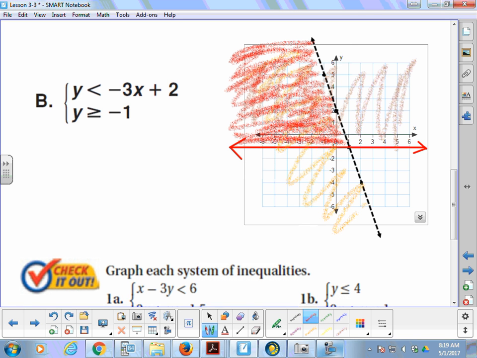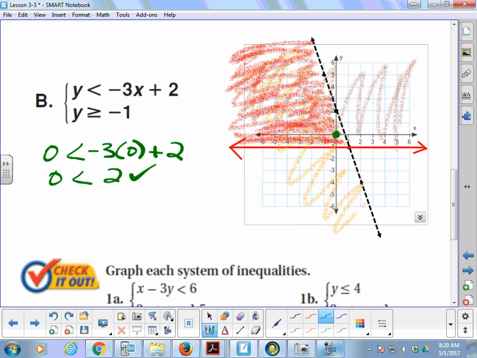Now, how could I check my answer in this case? We pick a point and see if it works. So we could pick our favorite point in this case. We could pick the point 0, 0, see if it works. So is 0 less than negative 3 times 0 plus 2? So is 0 less than 2? That's a true statement. So it works for the dotted line.